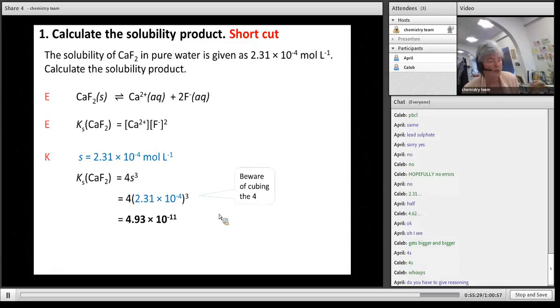So when you put things in your calculator, just double check, because some calculators do things in a very linear fashion. So if you have the 4 there, it might cube that too. Just make sure you know how to use your calculator.